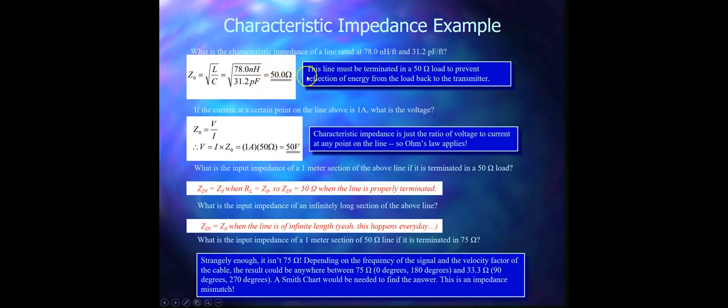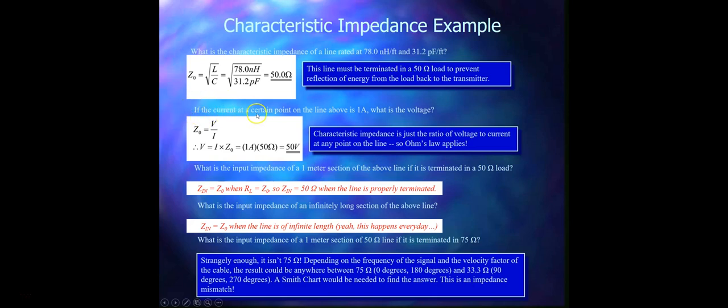So this states that this line must be terminated in a 50 ohm load to prevent reflection of energy from the load back to the transmitter. So this reflection of energy takes place in the transmission line if the line is not terminated at an appropriate characteristic impedance load.